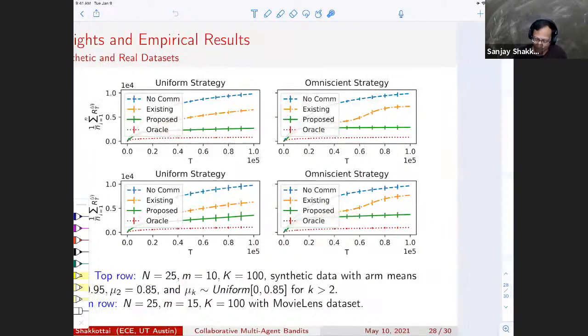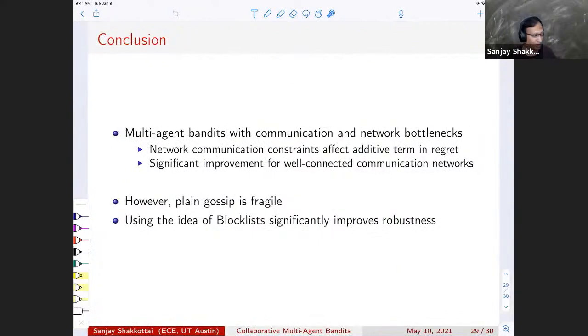Okay. So I think I'm on time. Okay, good. So we have talked about multi-agent bandits with communication network bottlenecks. There are many different formulations of this problem. And we talked about a per agent regret formulation in this case. And we saw that network communications affect the additive term in the regret, and there's significant improvement for well-connected communication networks. And then we saw that plain gossip itself is fragile, but the idea of block list significantly improves robustness.